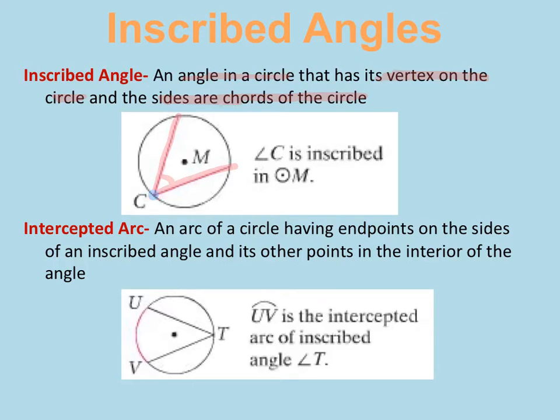Next, it says an intercepted arc of a circle is an arc of a circle having endpoints on the sides of an inscribed angle, and its other points are in the interior of the circle. So if we look at something like we have below, in this example, we have the inscribed angle T and the intercepted arc UV. So we have UV as the intercepted arc, and the inscribed angle that goes with it is T.